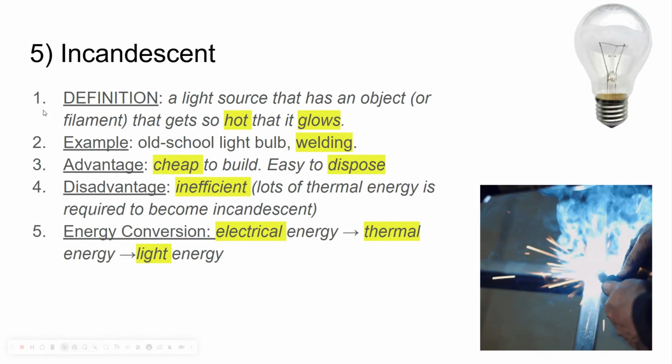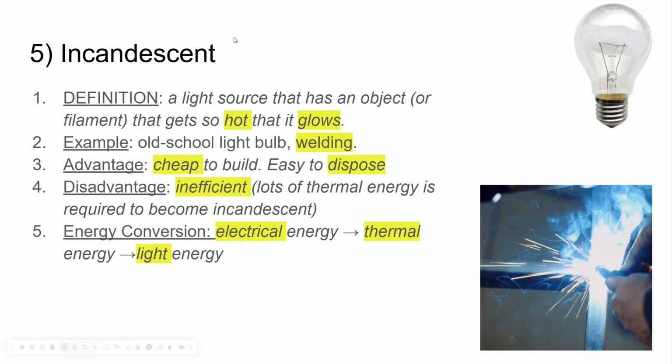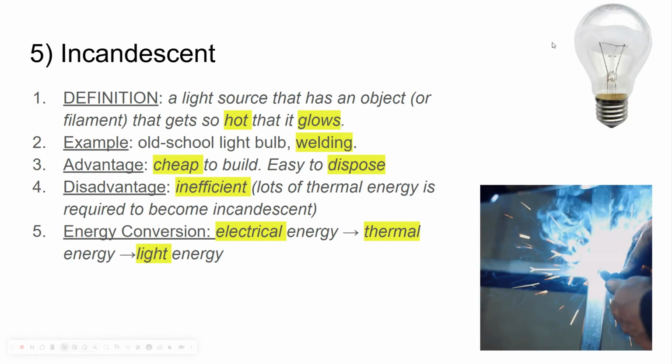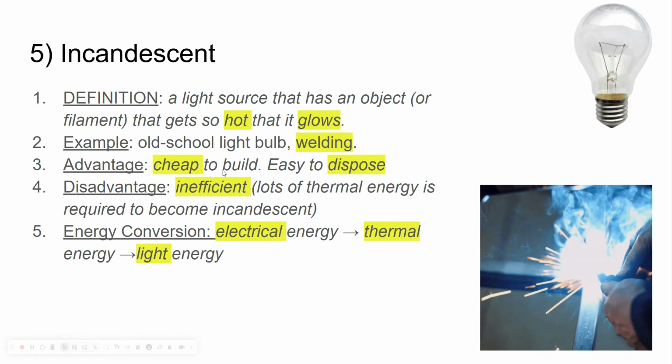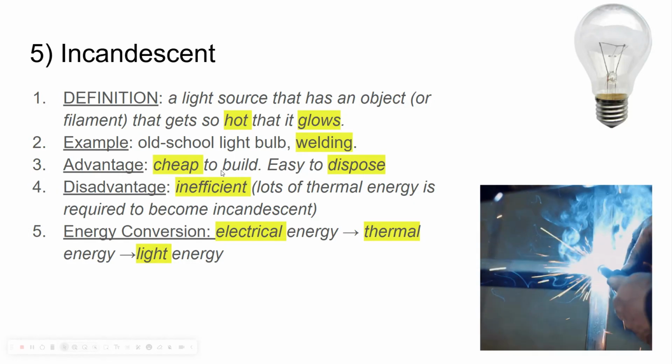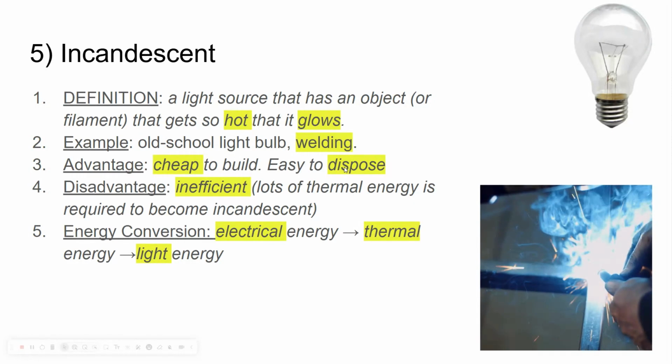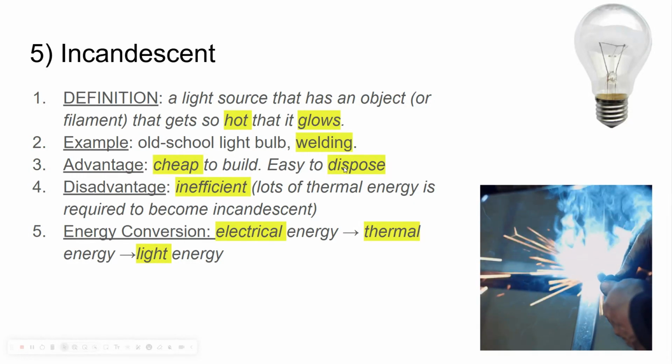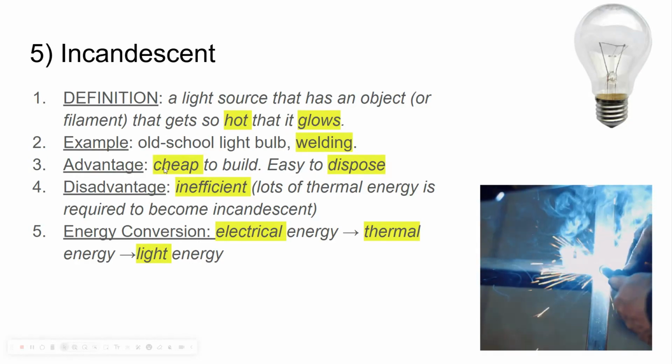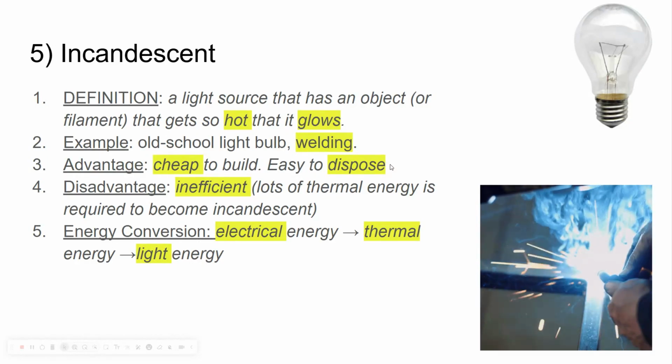Incandescent. The advantages of incandescent lights is that they're cheap. They're really cheap and inexpensive to build. Okay, so that's good. And they're also easy to dispose. You just throw them in the trash. You don't have to worry about toxicity or anything. They're cheap and they're easy to dispose.